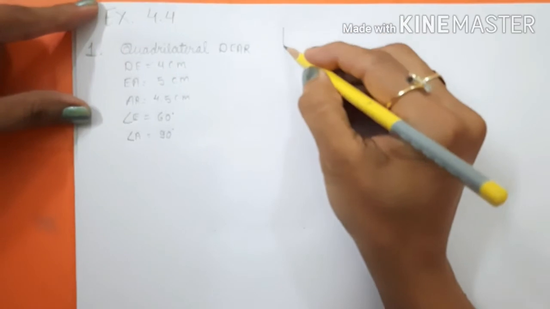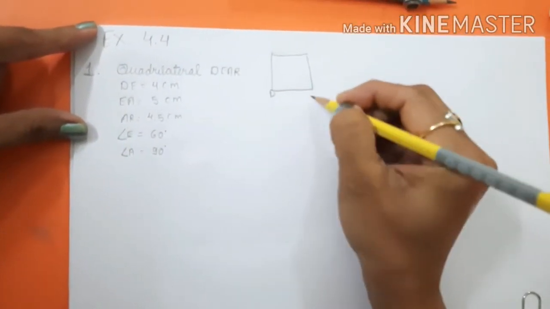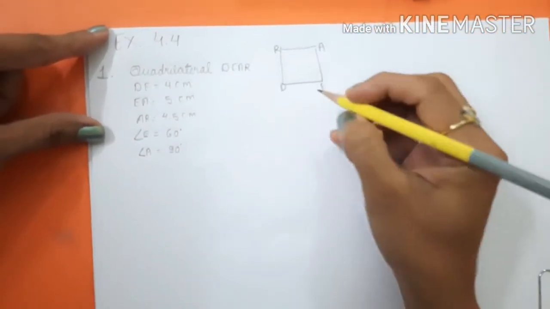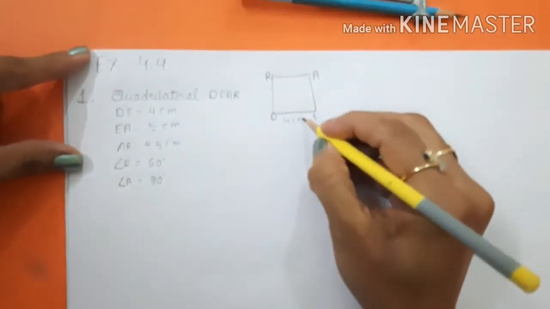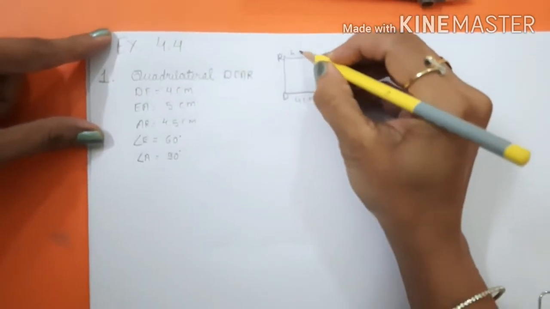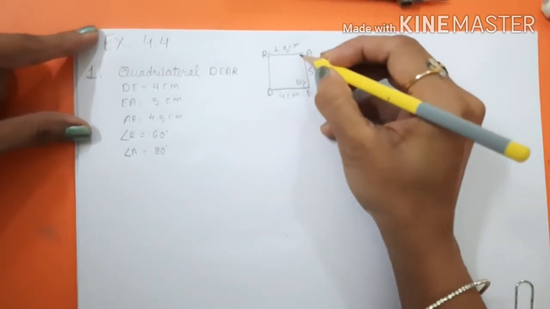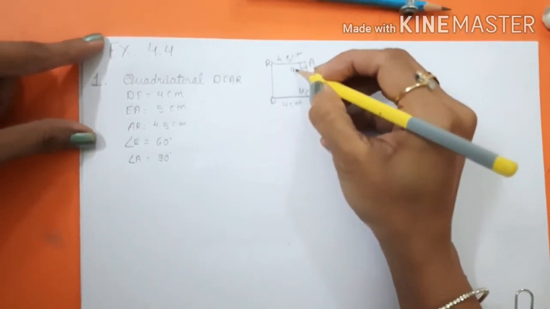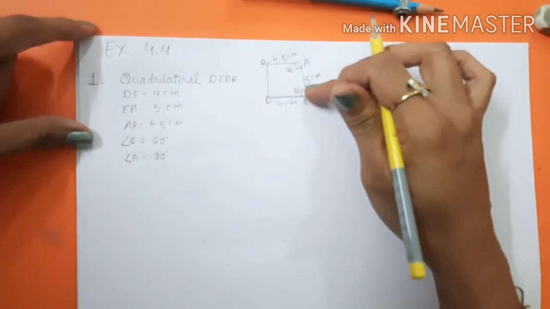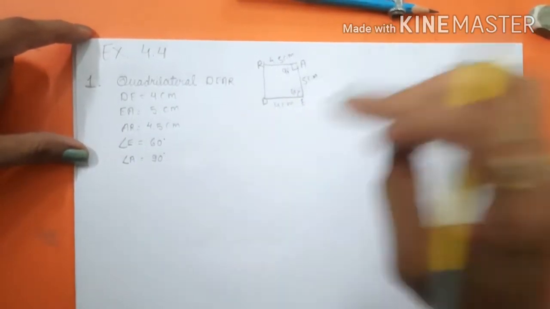First we'll draw a rough sketch. This is the rough sketch. D, E, A, R. DE is 4 cm, EA is 5 cm, AR is 4.5 cm, angle E is 60 degrees, angle A is 90 degrees. In this line, 2 angles are there. So we will take EA as a baseline.